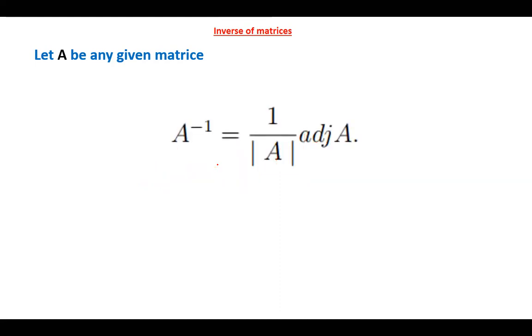So this is what I'm trying to talk about. You can see A inverse is just 1 over the determinant of A times the adjoint of A.